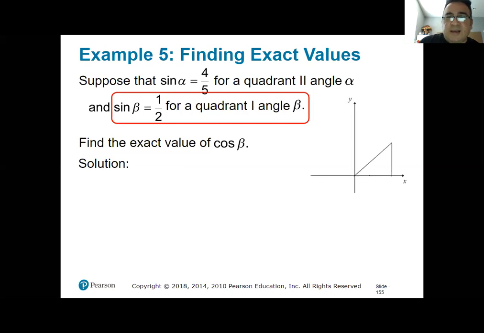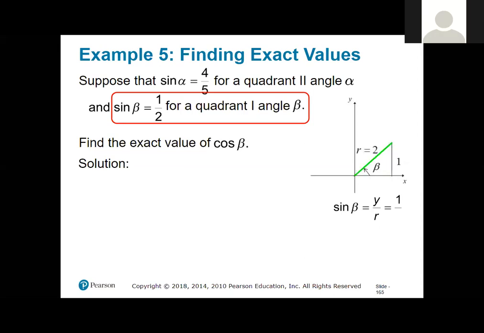So let's take a look at the angle. So here's my angle beta. And sine of beta would be what? That's y, right? So sine of beta would be y over r. So what's my y here? One. And what's my r? Two.